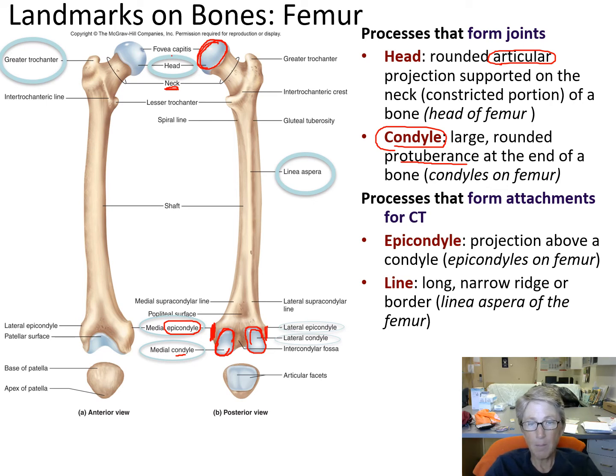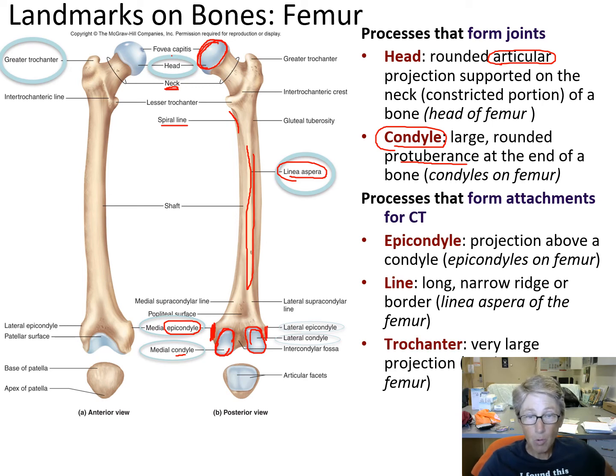And then also using the femur as an example, you have this thing called a line. So it says a spiral line right here of the femur. It's a long, narrow ridge or border on a bone. And then also a line is the linea aspera on the femur. You can see in this cartoon that it looks like a ridge, right? So it's a ridge on the femur.